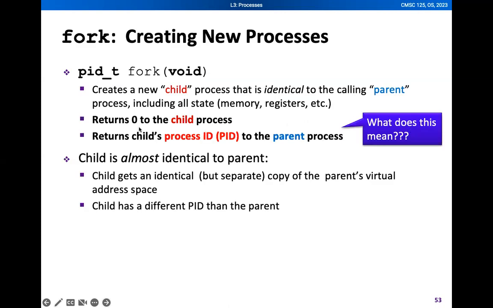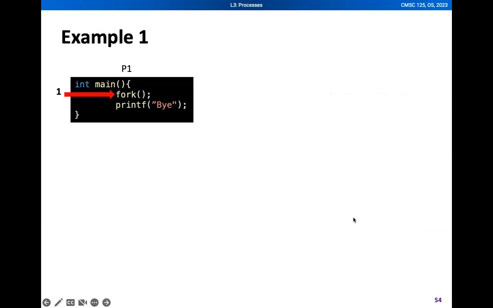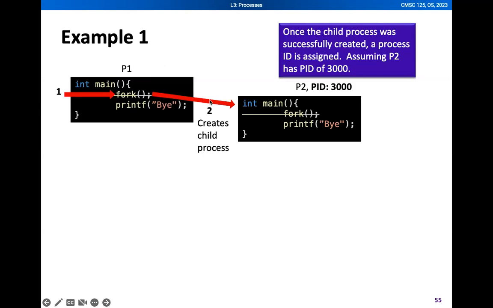Sabi ko kanina, it will return a 0 to the child process and return the process ID to the parent process. Anong ibig sabihin nito? So, sinabi dito na pag nag-fork tayo, i-copy niya to, di ba? Mag-create siya ng identical na process to the parent. So, this is now the P2. Nung na-create na yung P2 na process, which is the child process, a process ID is assigned to it. Assuming that this process 2 has a PID or process ID of 3,000.